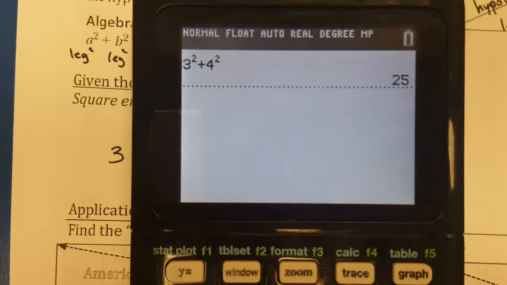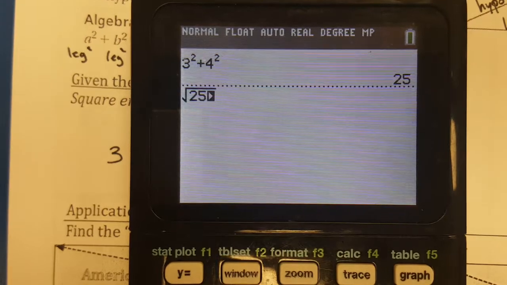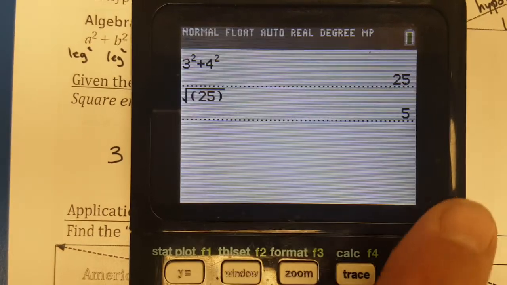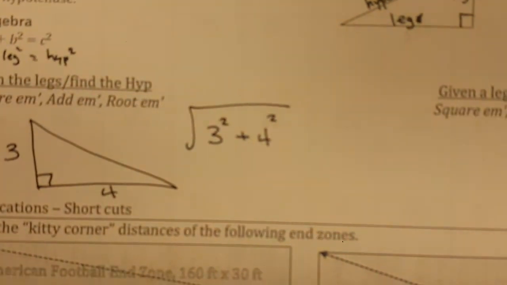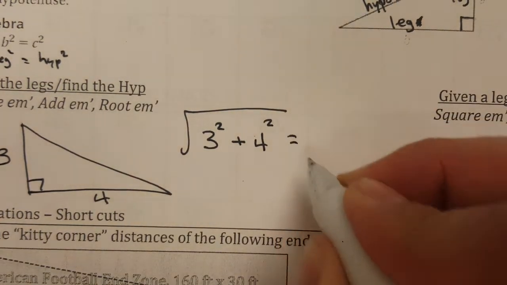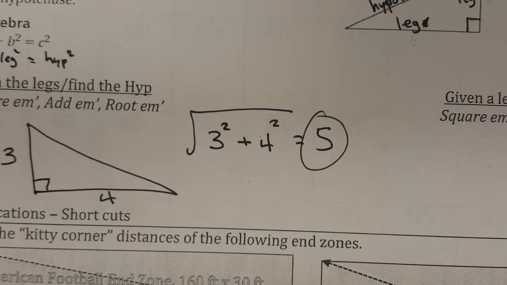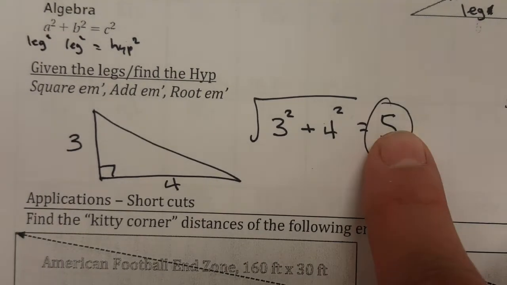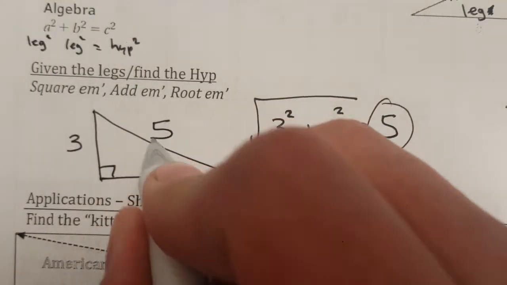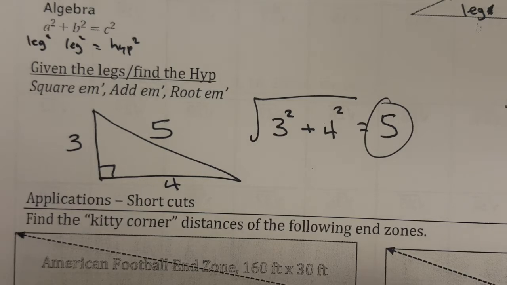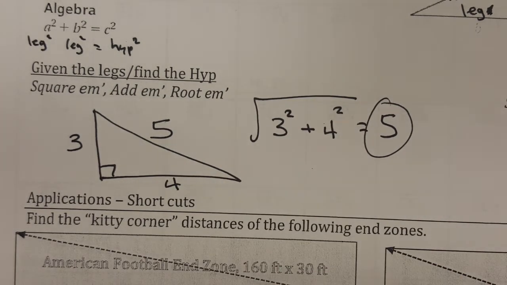Okay, 3 squared plus 4 squared is 25. That's what the hypotenuse squared equals, so you've got to square root that. The square root of 25 is 5. So this whole big thing equals 5. I'm really sorry that the focus is not being nice to me right now. That's what I get for using my cell phone. There we go. This hypotenuse has got to be 5. Whatever the label is, centimeters, inches, it doesn't matter.